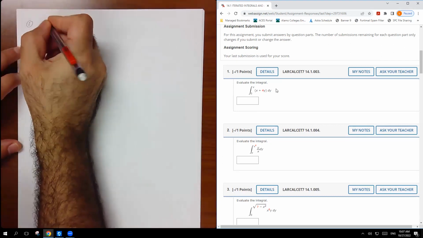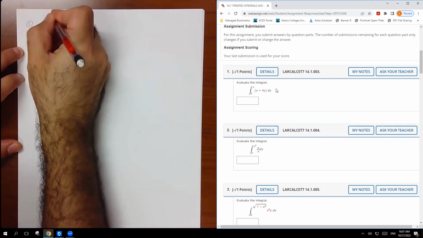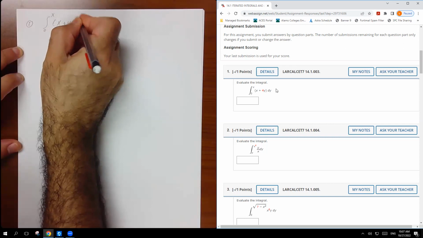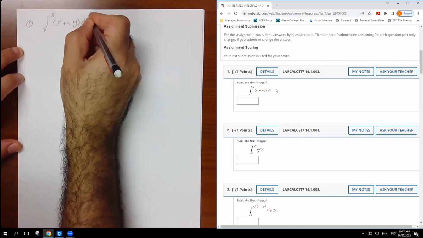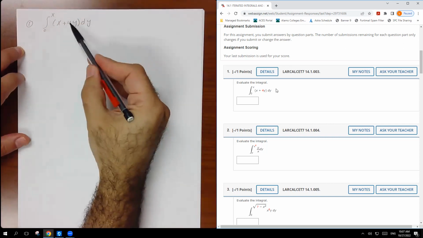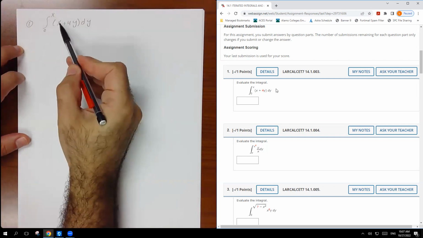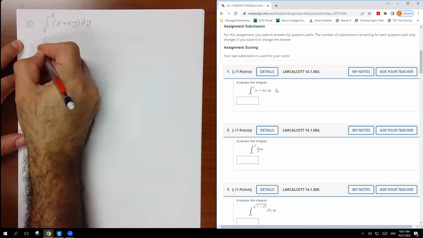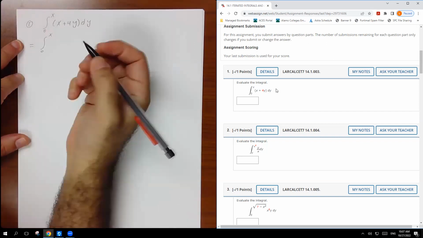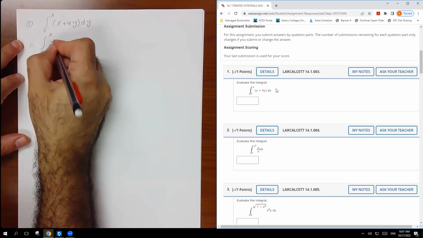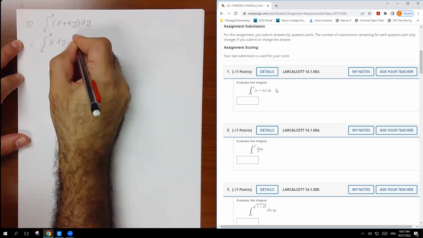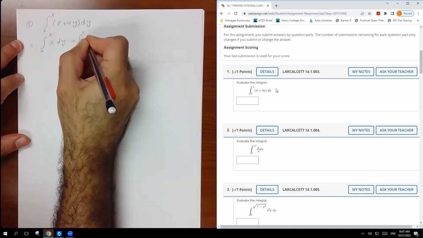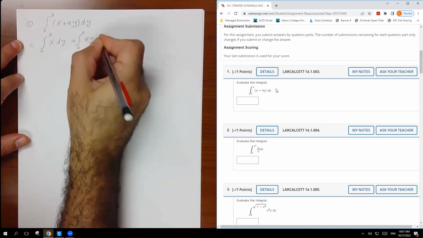We're going to do the integral from 0 to x of (x + 4y) dy. That means we're going to do the integral with respect to y. So x is a constant. If you want to do it this way, which is okay, you're going to do the integral of x dy plus the integral from 0 to x of 4y dy.